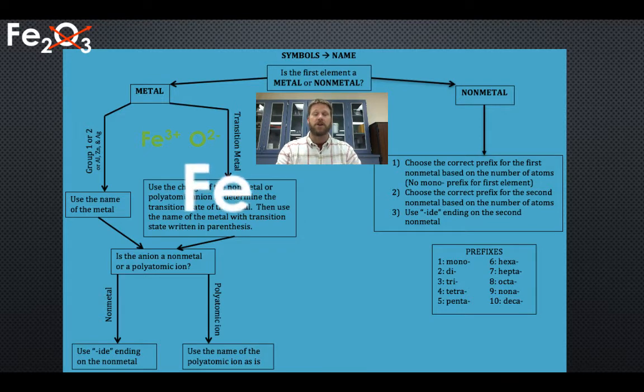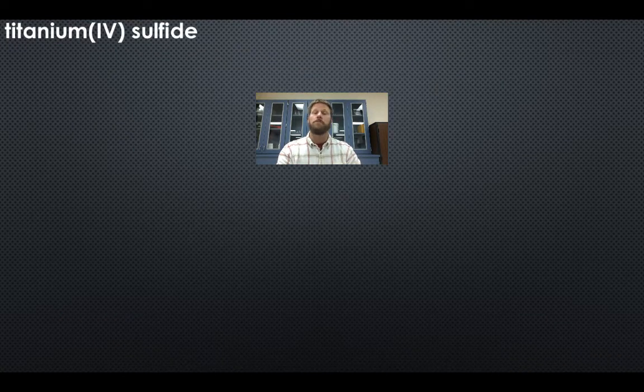So this will be iron(III). And once again, oxygen's a nonmetal, so we just change the ending to -ide: iron(III) oxide. We also need to be able to go from names to formulas, so let's look at a few examples of those.